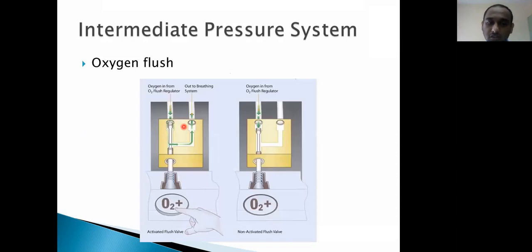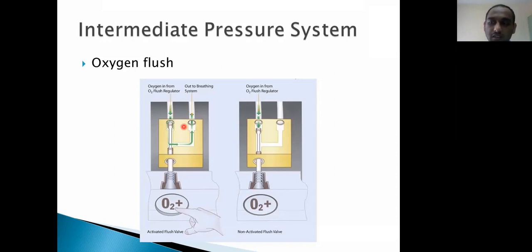We move to the oxygen flush. Oxygen flush is the emergency ventilation feature that is provided in all machines. It basically consists of a button on the machine. It is a large button, easily identifiable. It has raised margins, so even if we are not looking at the machine, we can press the button by just feeling the ridge, and as we press the oxygen flush button, directly from the intermediate pressure system, high flow oxygen is provided at the common gas outlet.